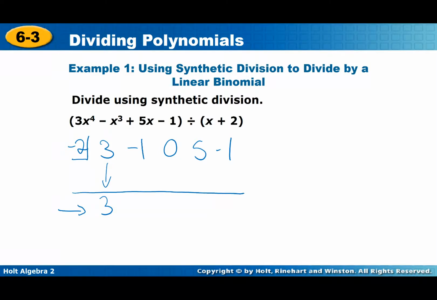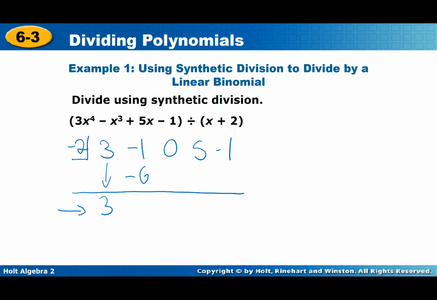It's all good. Any number that goes below that line, for example this 3, I'm going to multiply it with my a value. So I'm going to do 3 times negative 2. 3 times negative 2 is negative 6. I'm going to put the negative 6 underneath the next term.